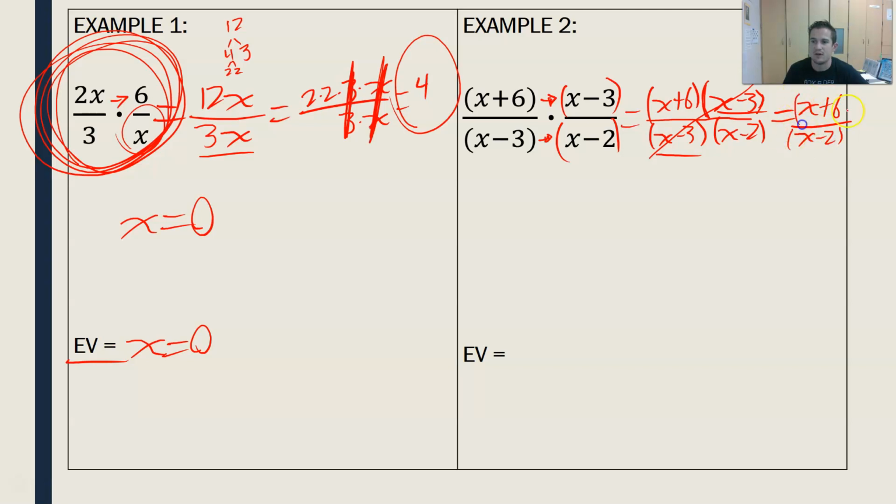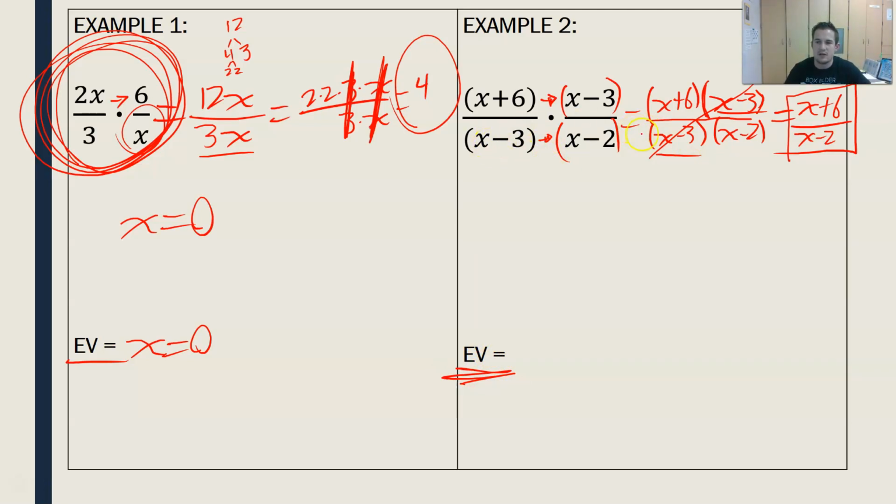You can write these in parentheses if you want. Since they're the only factors left, I can just leave them without parentheses also. So my solution, my answer here, when I simplify these, when I multiply these together, is x plus 6 divided by x minus 2. So if that's my solution, the last thing I need to check for is excluded values.